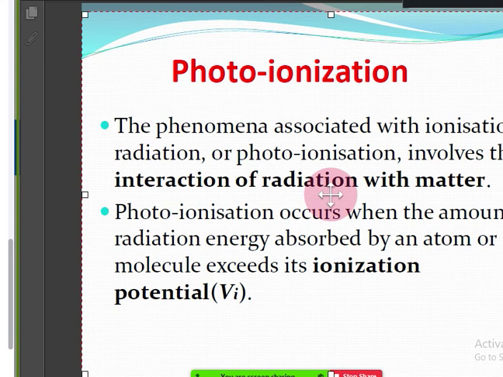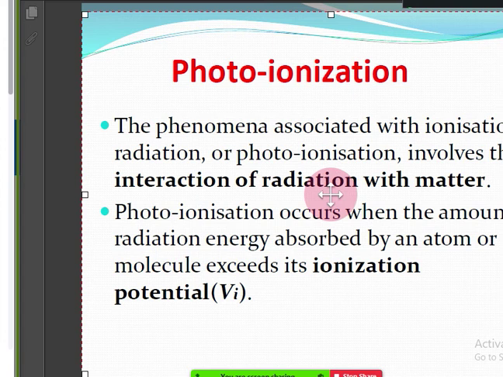So photoionization means what? Because of fall of light, ionization happens. In your intermediate, you might have studied that atoms or matter will absorb light. Your atoms will absorb light, and the electrons in the atoms will get excited.